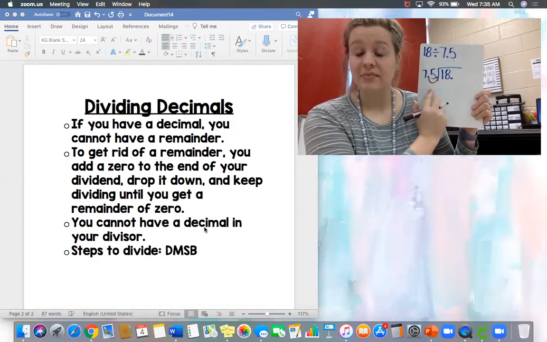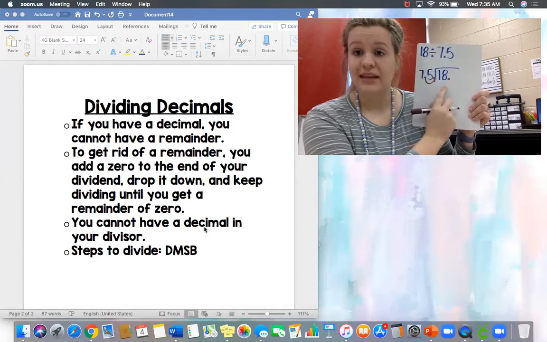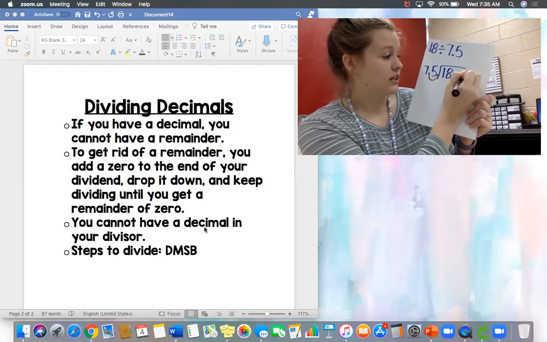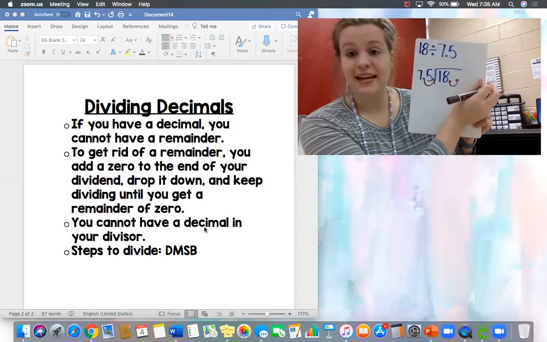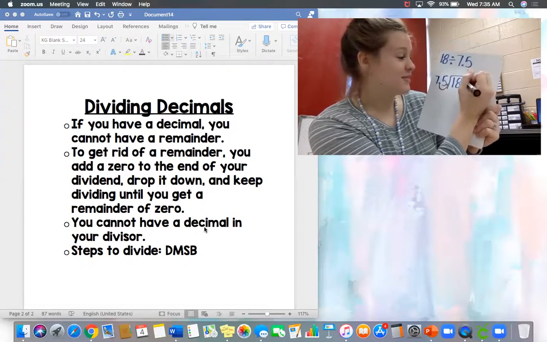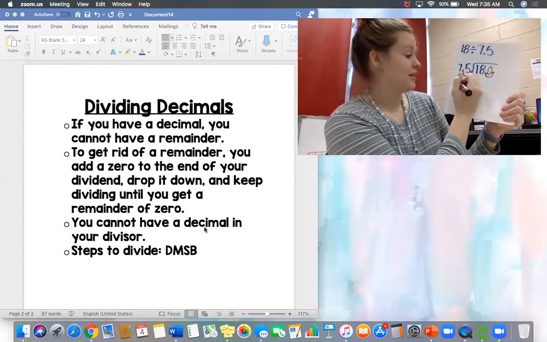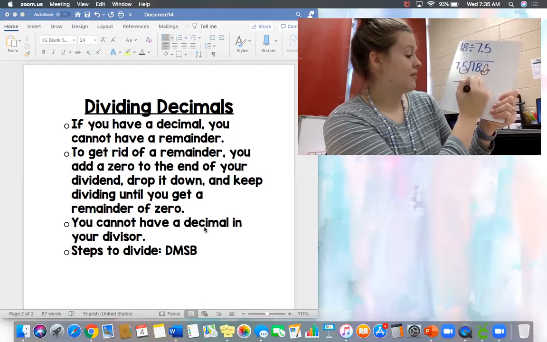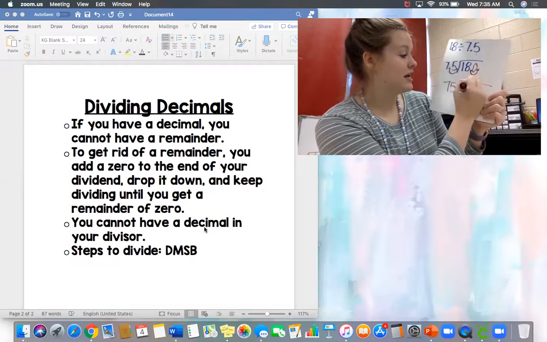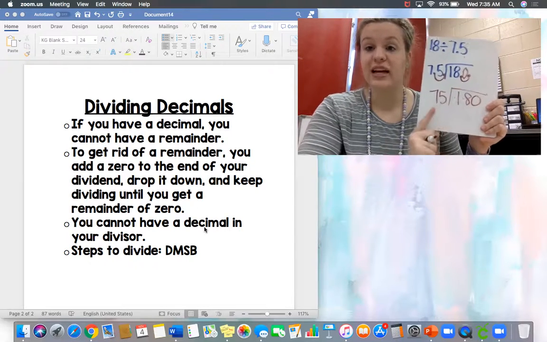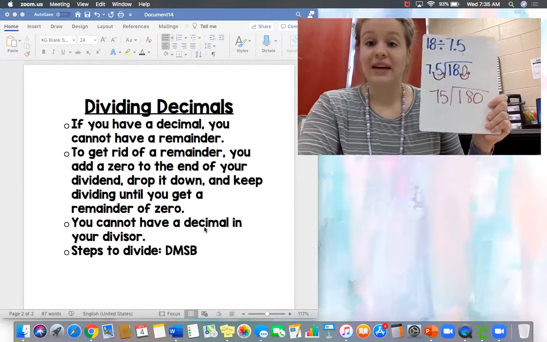Since I moved it once in my divisor, how many times do I have to move my decimal in my dividend? Once as well. So what goes into that empty space? A 0. Awesome job, guys. So my new problem is 75 as my divisor and 180 as my dividend. So it's 180 divided by 75.